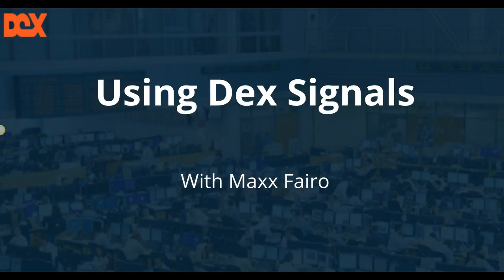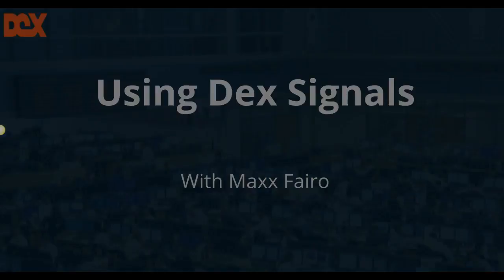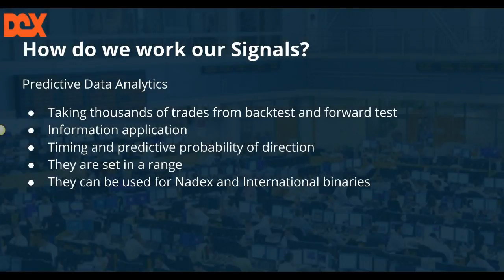Now, I'm just going to throw a little bit at you right now. You're going to get more detailed information as you go through, but let me get through this pretty quickly. How do our signals work? Very simply, we've created a predictive data analytics system that will backtest and test thousands of trades and also forward test as we go along. It creates information. That's all it is. It comes down to timing and being able to predict the probability of direction. Which way is that market going to go? That's what our algorithm and our mechanics do, the system, our program, behind the scenes.